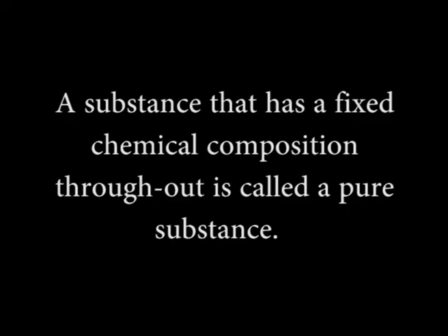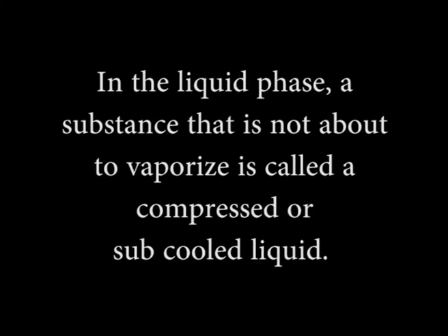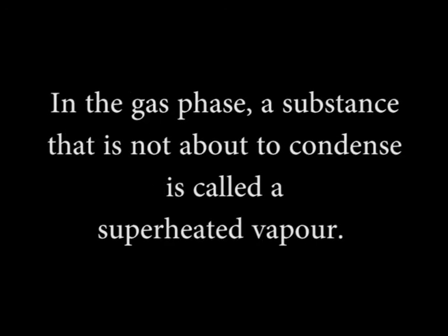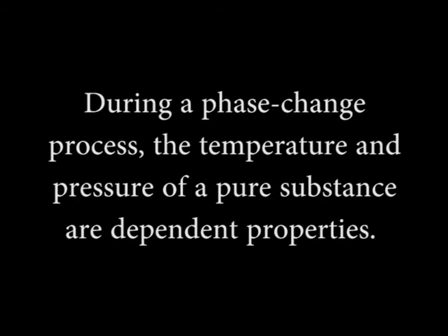So friends, here we come to the end of our discussion in today's lecture, and therefore we sum up. A substance that has a fixed chemical composition throughout is called a pure substance. In liquid phase, a substance that is not about to vaporize is called a compressed or subcooled liquid. In the gas phase, a substance that is not about to condense is called a superheated vapor. During a phase change process, the temperature and pressure of a pure substance are dependent properties.